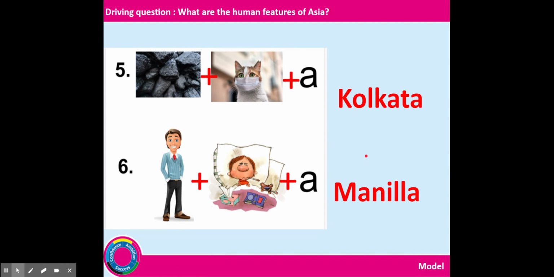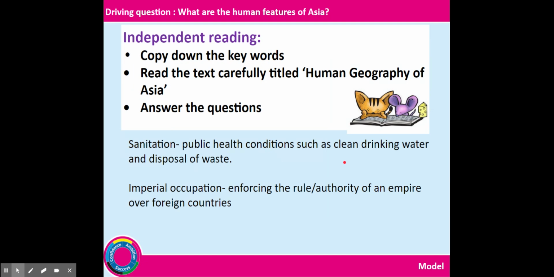And then 5 is Calcutta. So this is coal. This is a cat. The mask had nothing to do with it. Just thought it was a cool image. And then A. So coal, cat, so Calcutta. And then the last one, this is a man. This child is unfortunately ill. So man, ill, and then just adding an A. So Manila. So hopefully you enjoyed that a little bit. I enjoyed it. And those were your 6.